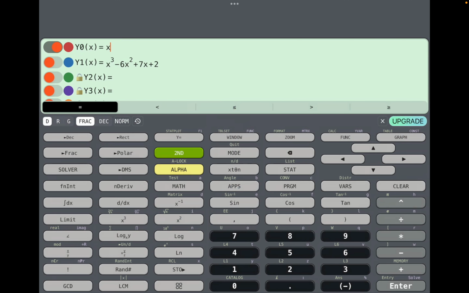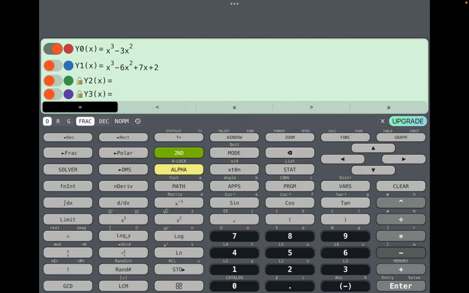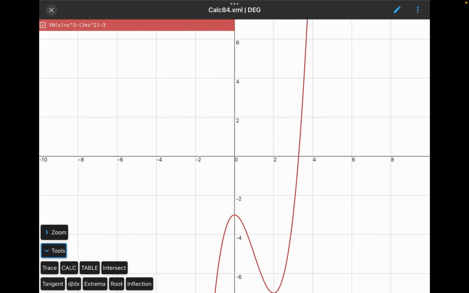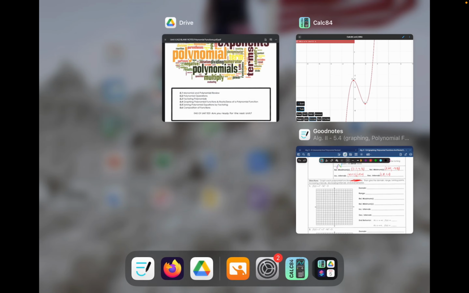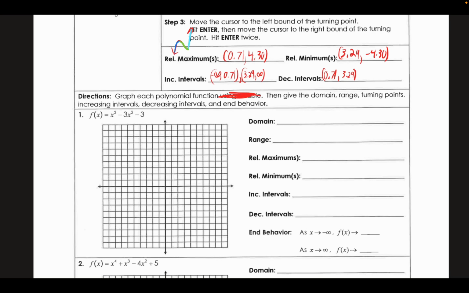So anyway, let me just type this in now. So I have x to the third, minus 3x squared, minus 3. Now I can graph this and I will show the extrema to be (0, -3) and (2, -7). So the relative maximum is (0, -3) and the relative minimum is (2, -7).